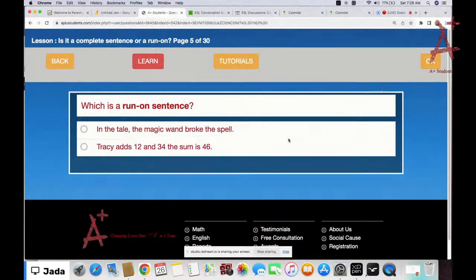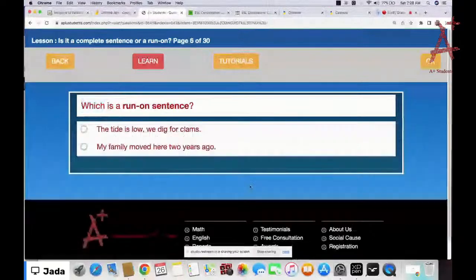Right, which is a run-on sentence? In the tale, the magic word broke the spell. Tracy added 12 and 34. The sum is 46. Now, which is going to be the run-on between this one and this one? So we click on this one. That's a run-on sentence. So, which is a run-on? The tide is slow. We dig for clams. My family moved here 2 years ago. This is a complete sentence. This one is the run-on.